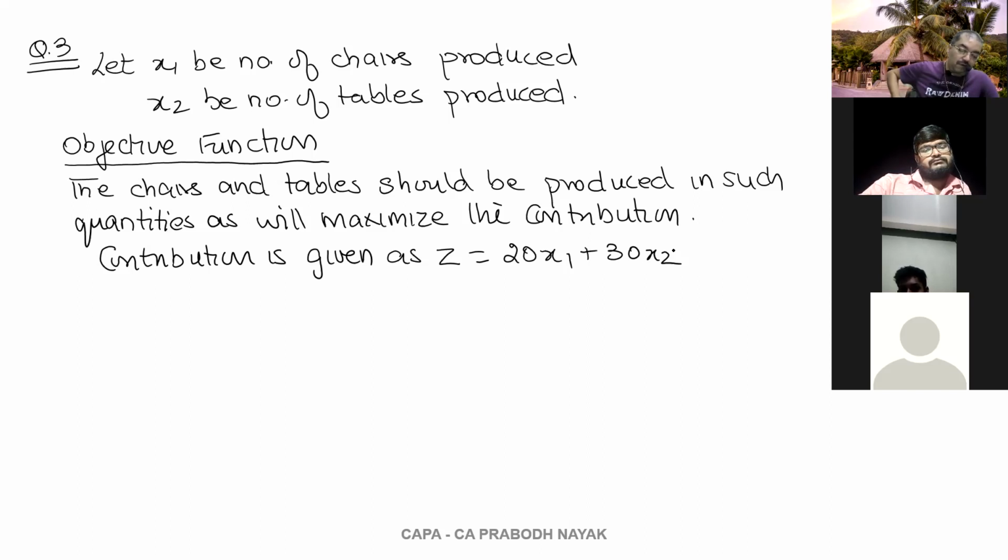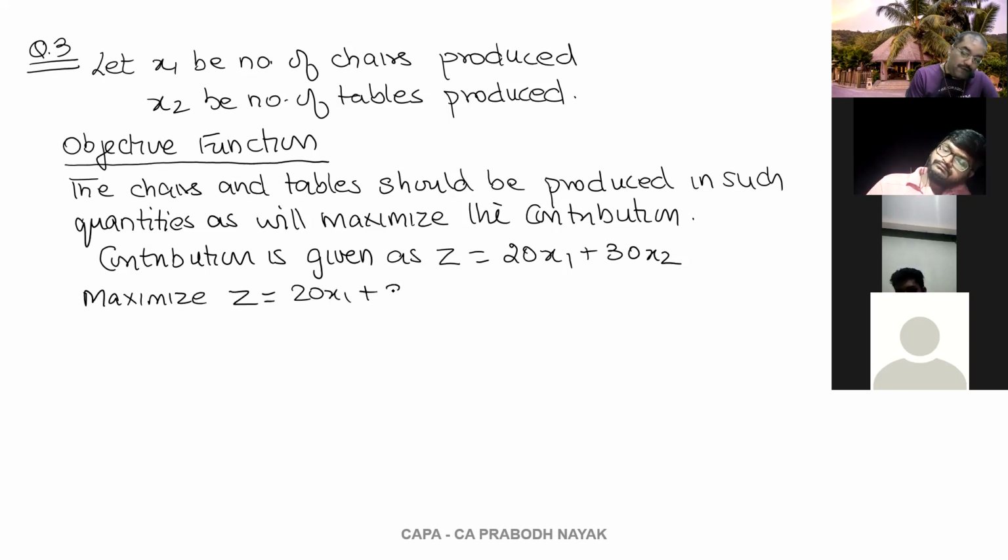So what is an objective function? Maximize Z is equal to 20x1 plus 30x2. Okay, next line write. This is a maximization function, objective function. Next line write.